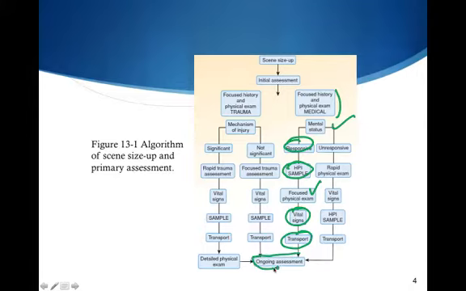Ongoing assessment would be a continuance or a reassessment, if you will, of anything that we've actually taken a look at or initiated treatment on. Was this treatment effective, or was this ineffective, and so on.